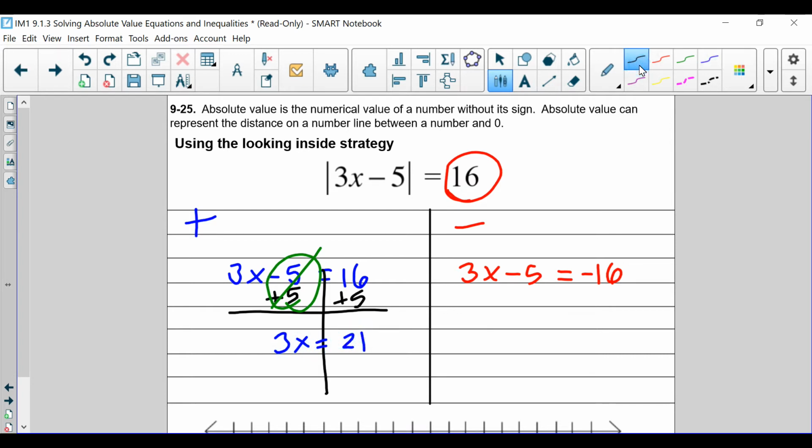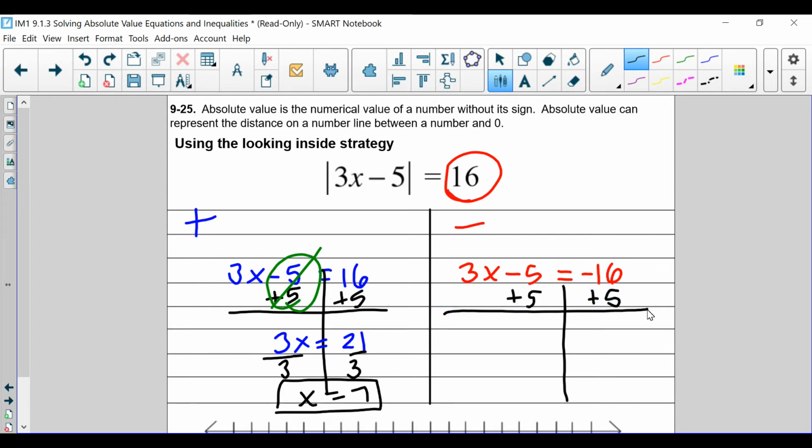So then we're going to go ahead and divide by 3. We get x is equal to 7. And then over here, we've got the same kind of idea, except we're talking about the negative side, because absolute values can have two values, either positive or negative. This goes out of the way. We end up with 3x is equal to negative 11.